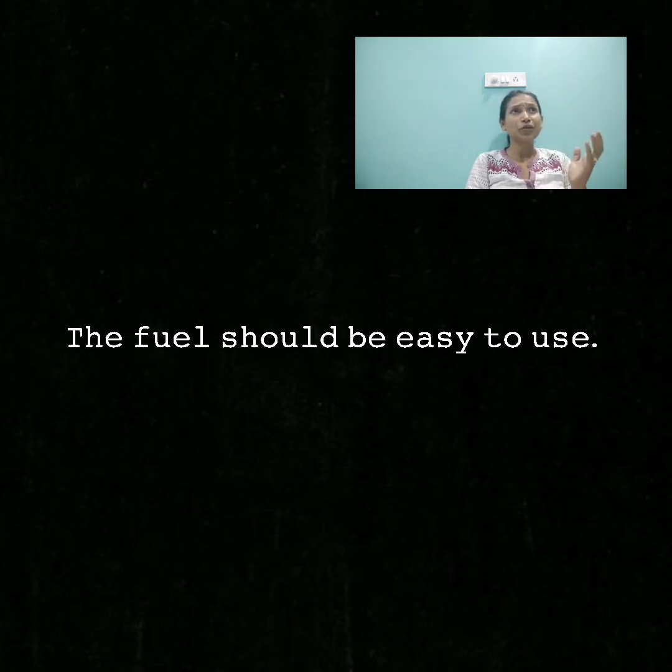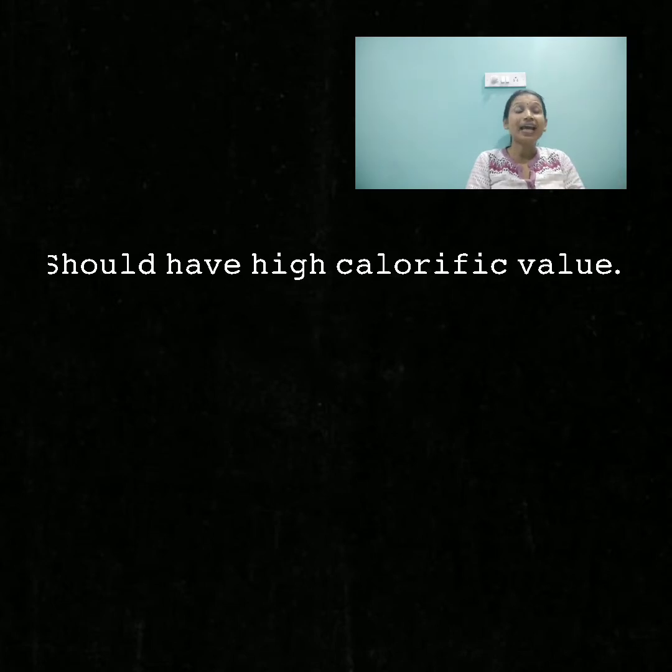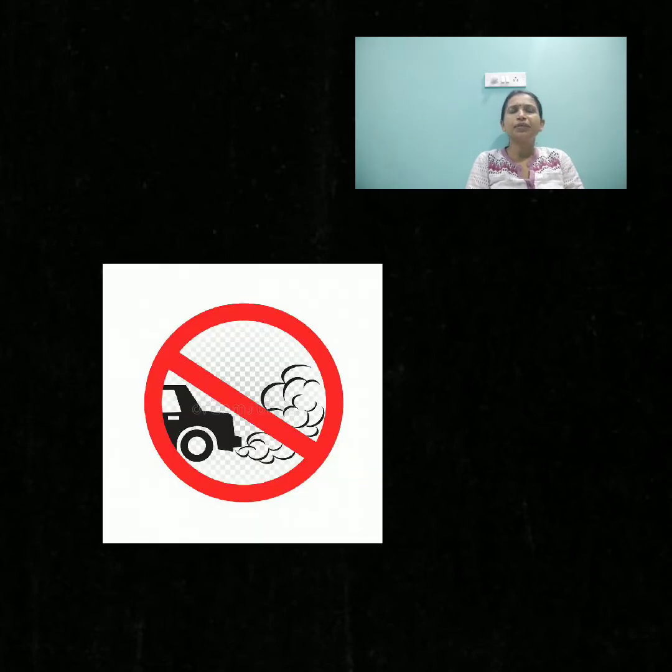So its transportation should be easy. It should have high calorific value. I'll explain it later what is meant by calorific value. So it should have high calorific value, means it gives us good result. A good fuel should not produce pollution. So when we burn a particular fuel, it should not produce pollution. So these are the characteristics of a good fuel.